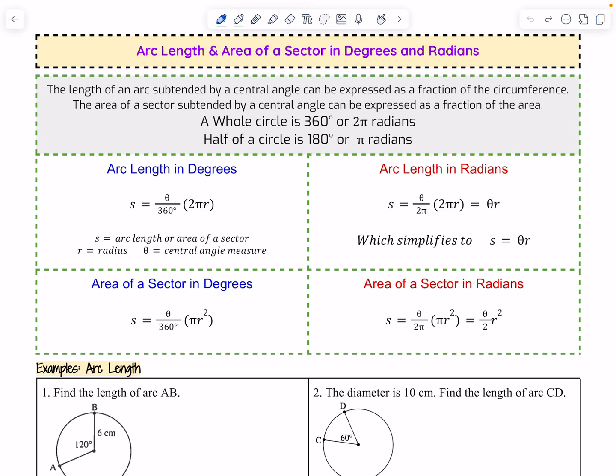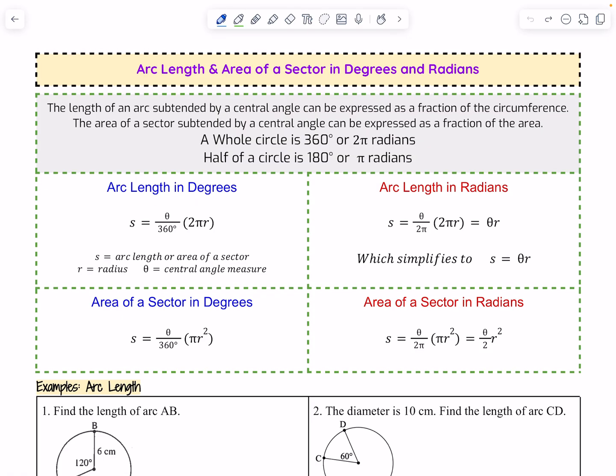In this video, we're going to take a look at arc length and area of a sector in degrees and in radians. So arc length and area of a sector can be found in degrees or radians because degrees and radians are a measure of the same thing. It's just a different way to measure it. So the length of an arc subtended by a central angle can be expressed as a fraction of the circumference. The area of a sector subtended by a central angle can be expressed as a fraction of the area.